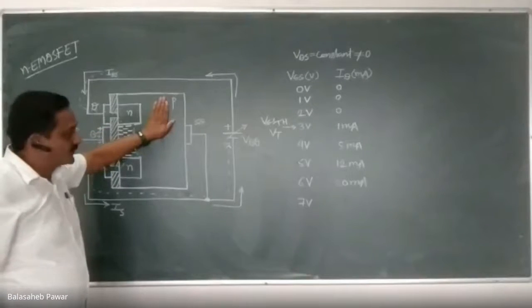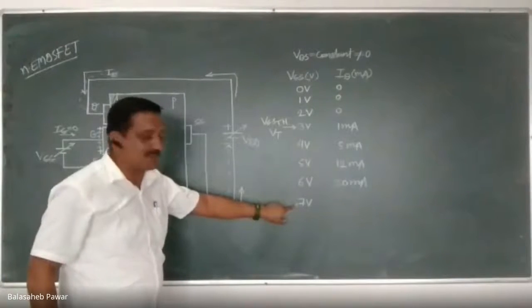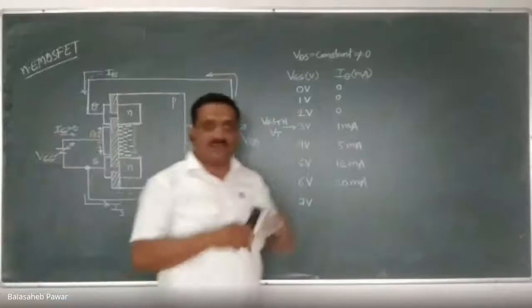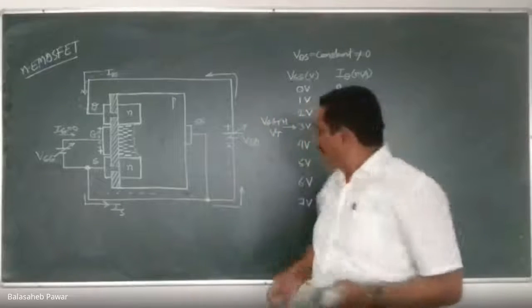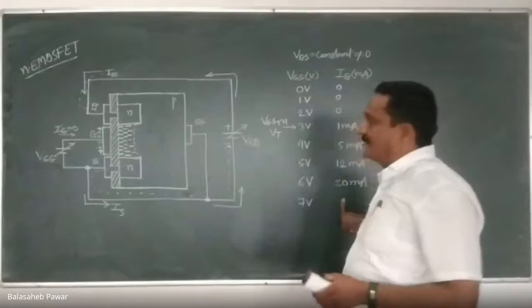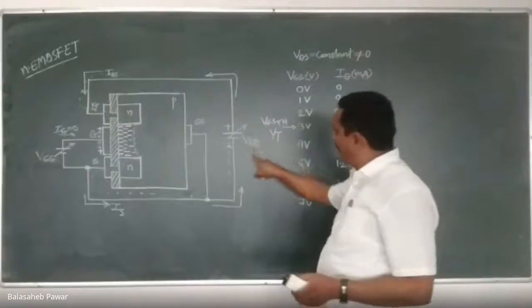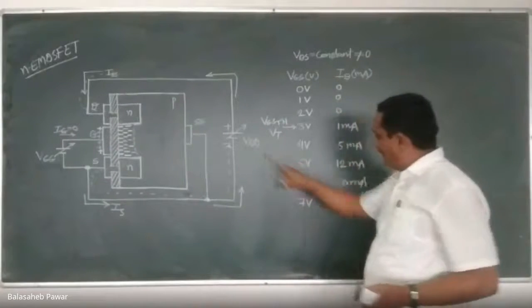So even if we increase this VGS to 7 volt, that density will not improve. It will not increase, is it? So how much will be the value of drain current when VGS will be 7? During the application of non-zero VDD, how much will be the value of ID?